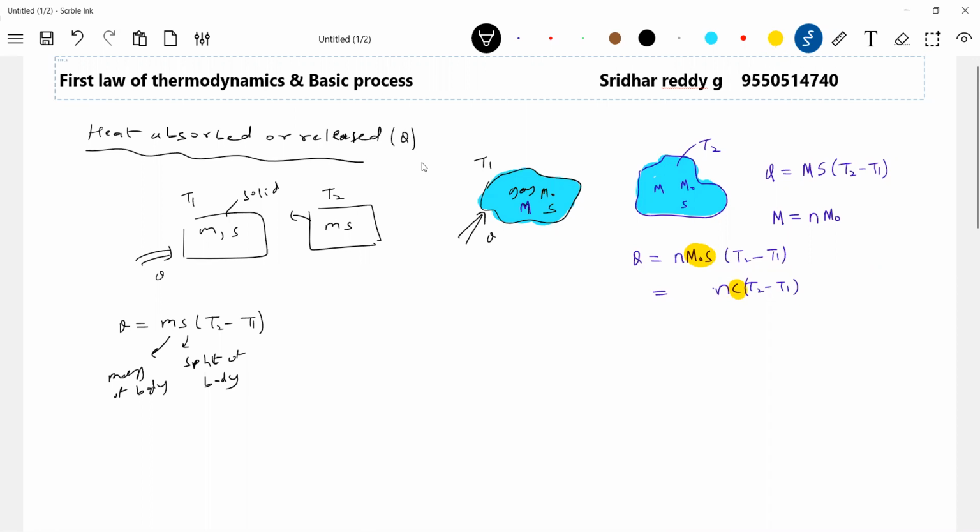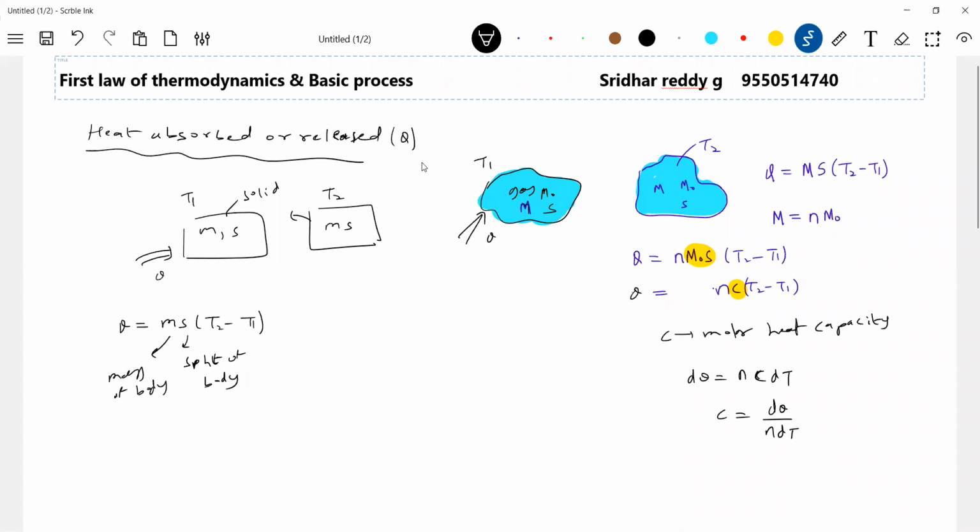Fine. So there's one C, which I will define. This C is called the molar heat capacity. I can also write it in differential form: dQ equals n C dT, where n is the number of moles. We can define the molar capacity as dQ by n dT.